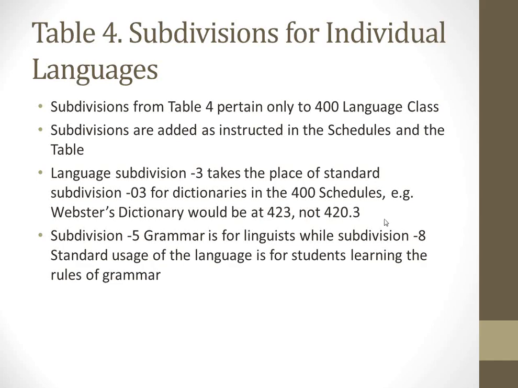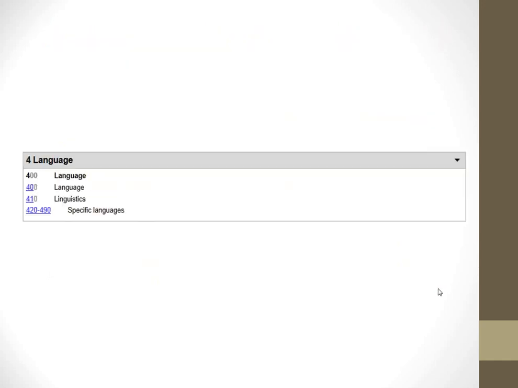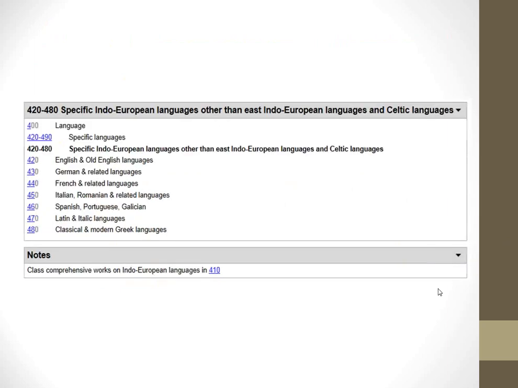Another confusing thing about the Table 4 subdivisions is subdivision 5 for grammar and subdivision 8 for standard usage. Grammar is the more technical version for linguists who study the language, while subdivision 8, standard usage of the language, is for students learning the rules of grammar, so just keep that in mind. So here are the 400 numbers. 410 is for linguistics, and then the specific languages are in 420 through 490. And you can see the options here. Notice that there's no division between American and other English the way there is in literature.